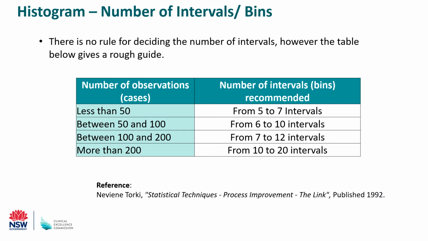When you're deciding the number of intervals or bins you're going to have within your histogram, there's actually no rule for deciding the number of intervals. However, the table below gives you a rough guide. For example, if you've got less than 50 cases or observations, then it's suggested that you have between 5 and 7 intervals in your histogram.